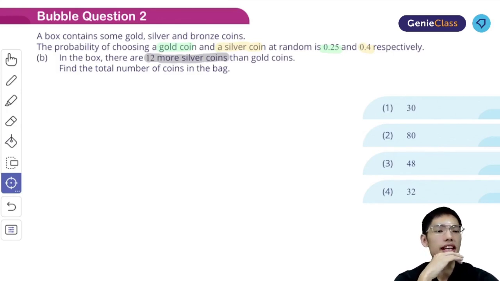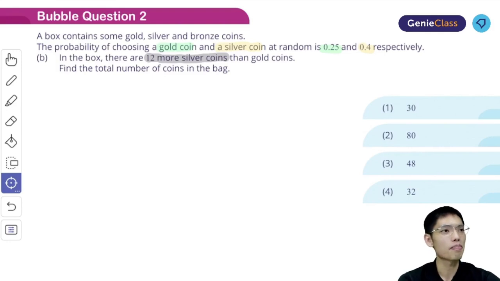Last 20 seconds. Last 10. Last 5. 4, 3, 2.